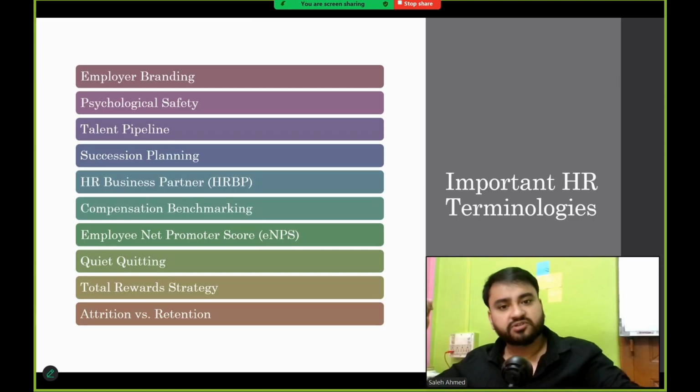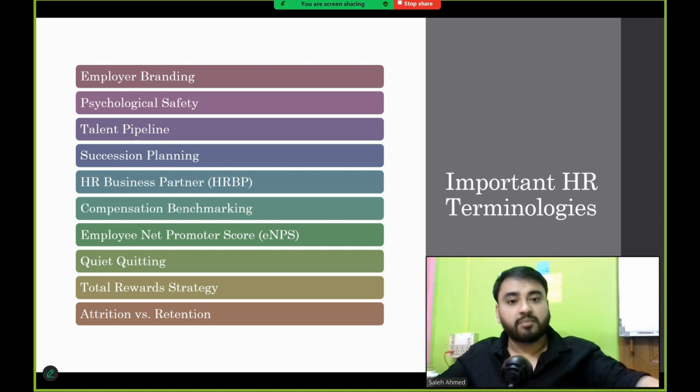Now let me read out some of the important HR terminologies which might be asked to you in your HR interviews, right? So the number one being employer branding. Employer branding is nothing but the reputation and image of a company as an employer, which impacts talent attraction and talent retention.